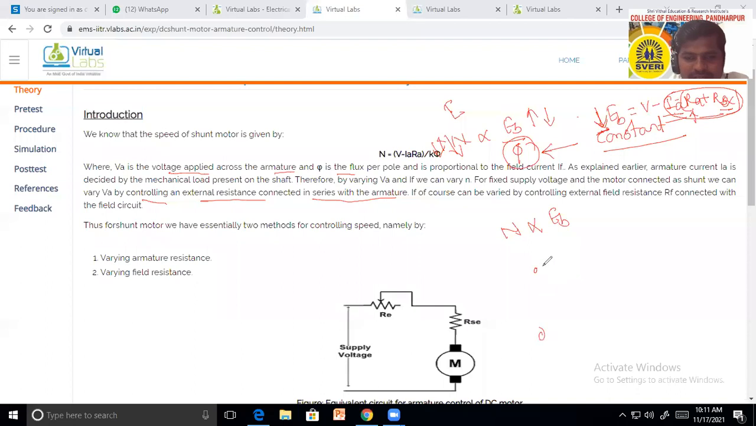Supplied voltage is there. This one is the armature. If we draw the shunt one, this one is the armature.